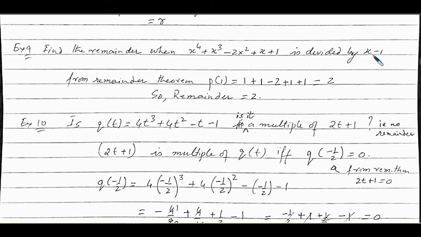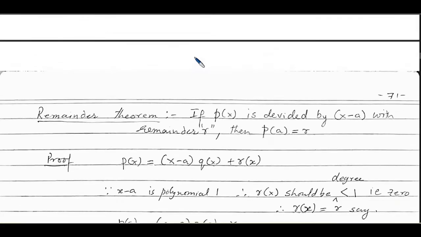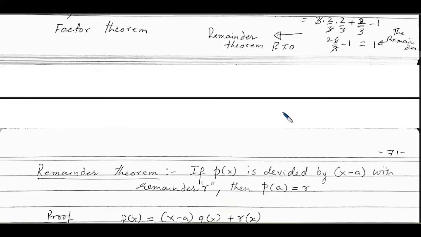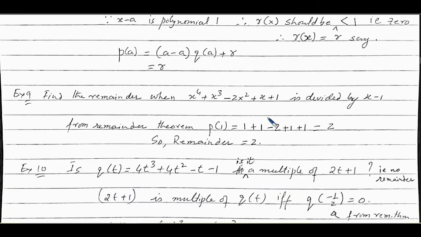So if I divide this by this, instead of this long division to find the remainder, you can simply substitute the value p of 1, and whatever value you get is the remainder. Okay. So now q of t is a polynomial. Is it a multiple of 2t plus 1? Is it a multiple? That means r is 0.